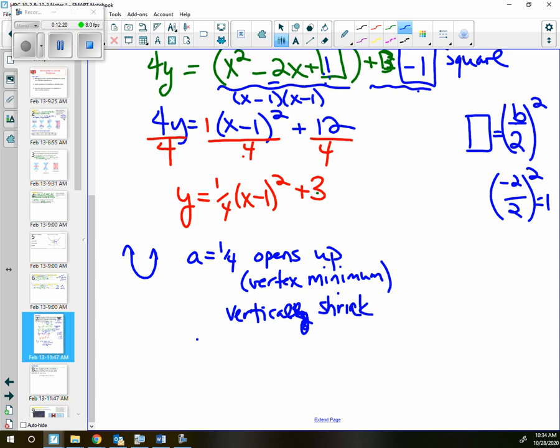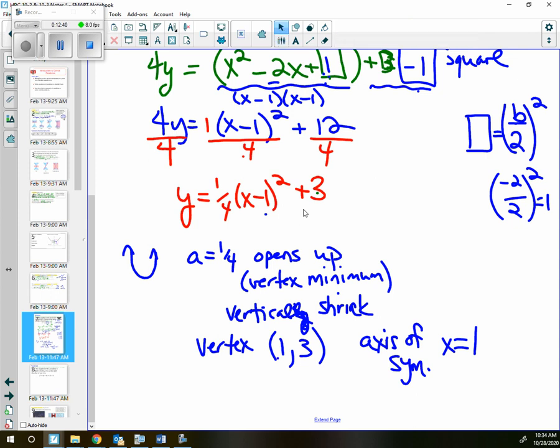And then where is your vertex? What is your h, k for this one? Well, h is always with the x, so 1 and then 3. So our vertex is at (1, 3). The axis of symmetry, we could go even further here, where that fold line is. The axis of symmetry would be x equals, remember it goes right through the vertex, so x equals 1.